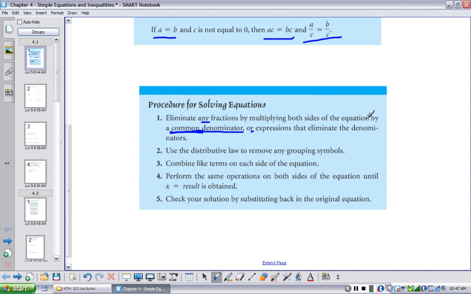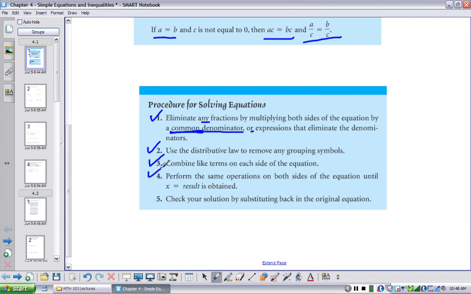The second step tells us to use the distributive property to remove any grouping symbols. So if you have parentheses or brackets, use the distributive property to remove those. Number 3 says to combine like terms on each side of the equation. So you may have x's on the right-hand side and x's on the left-hand side. Combine everything.